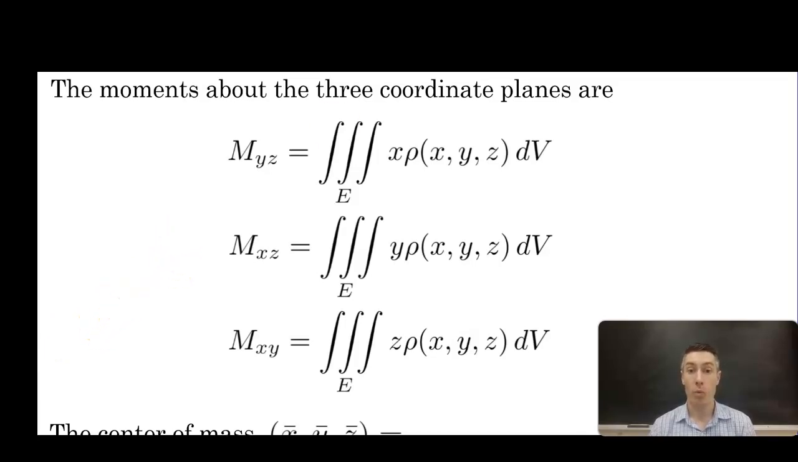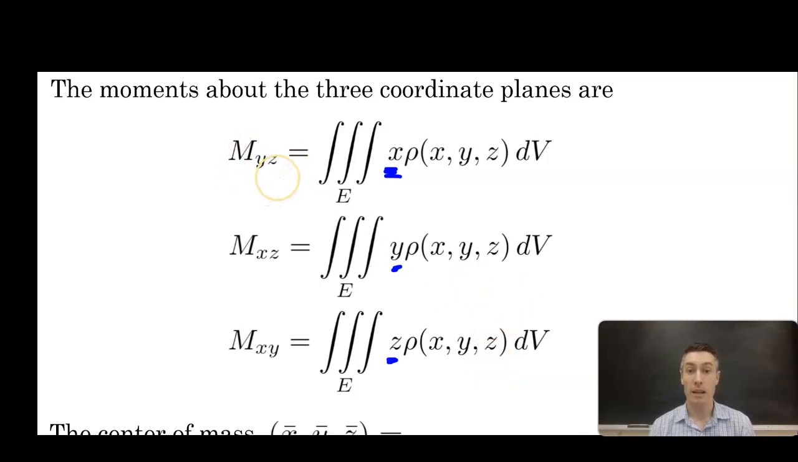So the moment about the YZ plane, well, distance from the YZ plane is x. So we're going to multiply the density function by x. Moment about the XZ plane, distance is y, so we're going to multiply the density function by y and integrate. And then the moment about the XY plane, distance is z, so we're going to multiply z by the density function and integrate. Again, we have a mismatch in notation here.